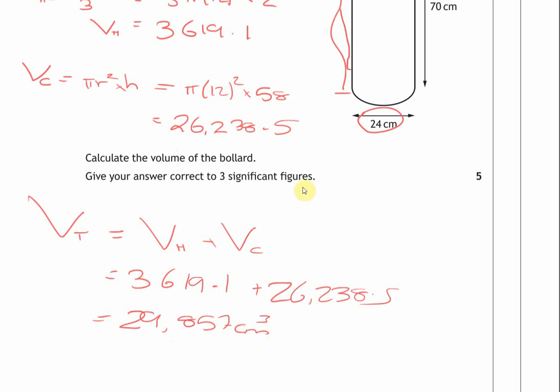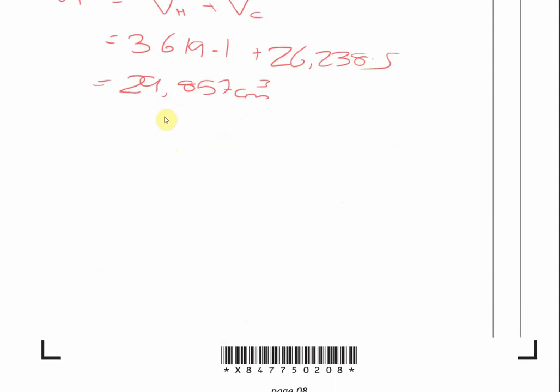Now the question here tells us explicitly 3 significant figures. So that means we have to round to 3 significant figures. So this will be 29,000, and this 5 will round, well that's 7, we'll round that to 6, and that 6 will round that to 9. So we get 29,900 centimetres cubed.